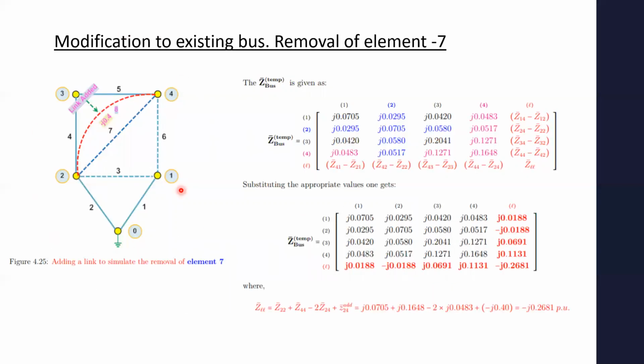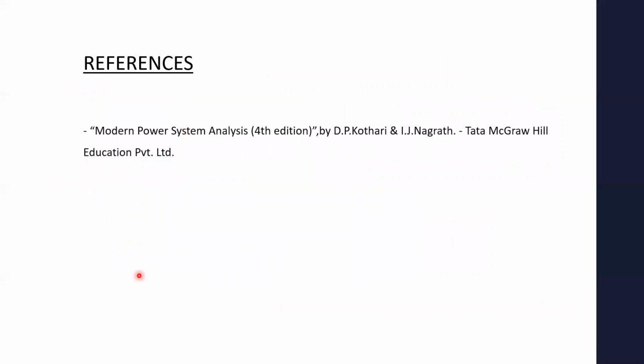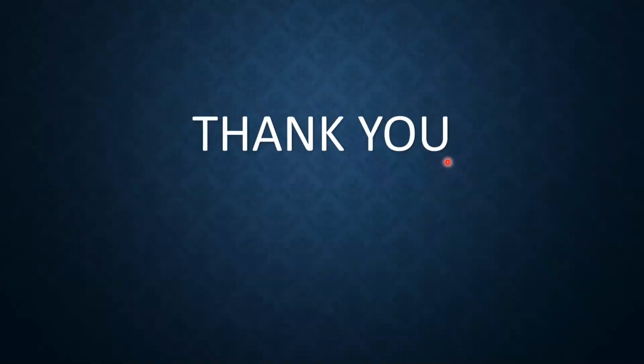So we have formed the complete system by a step-by-step process of adding a link and a branch between nodes and following various modifications. The references used in the PowerPoint presentation are Modern Power System Analysis by D.P. Kothari and I.J. Nagrath. Thank you, everyone.